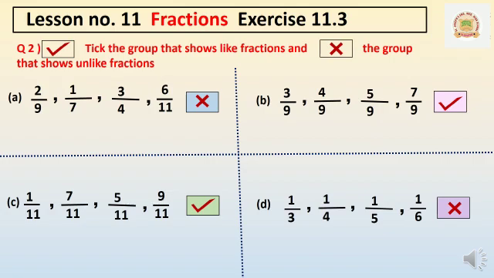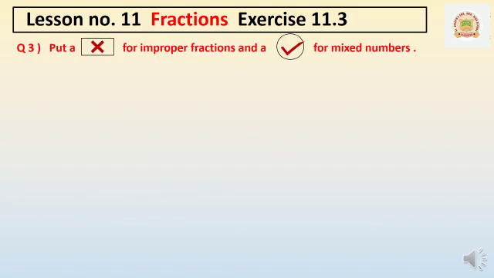By keeping these things, we can solve this question. Let us do question number 3. Question number 3 is based on proper, improper and mixed fractions. Put a wrong mark for the improper fraction and a right mark for the mixed fractions. So here, 5 whole 1 by 3 is a mixed fraction, a right mark.